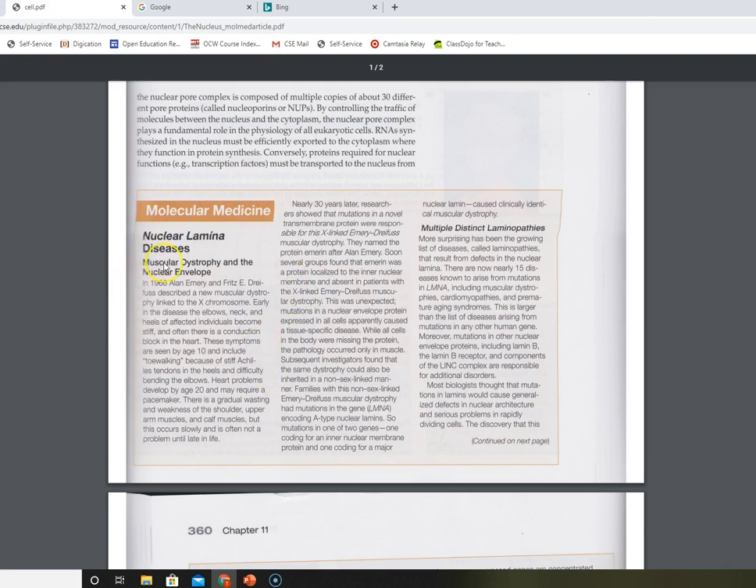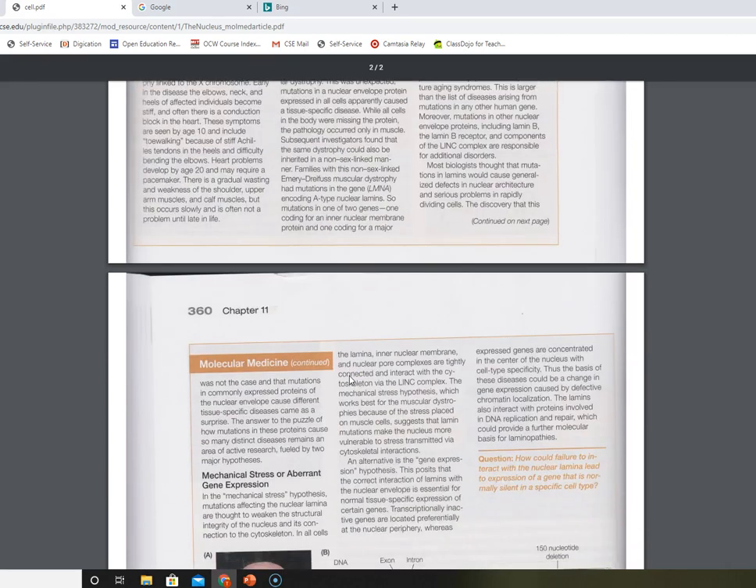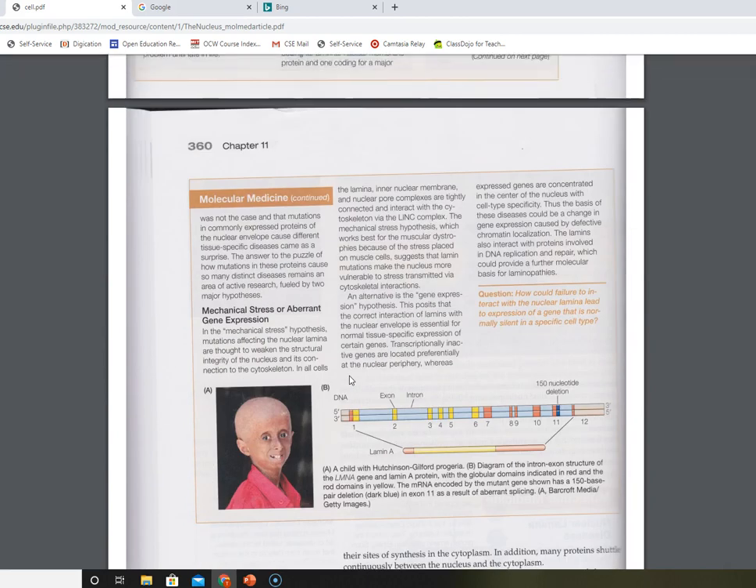Muscular dystrophy is essentially linked to a lamin gene, okay? I'm not going to sit here and read it for you, but I want you to read this, and hopefully I'll remember to bring it up when we meet next week. It's definitely something you should be familiar with, and I could ask you an essay question related to this, okay?